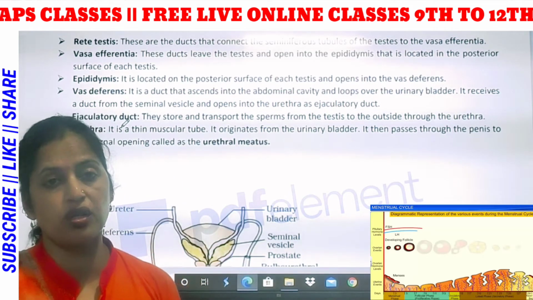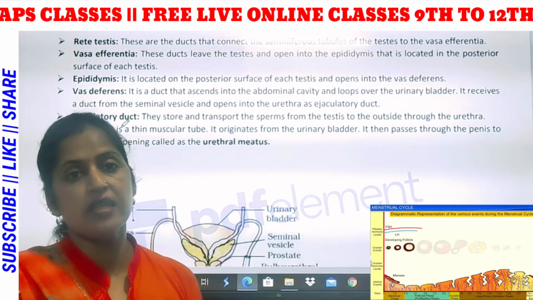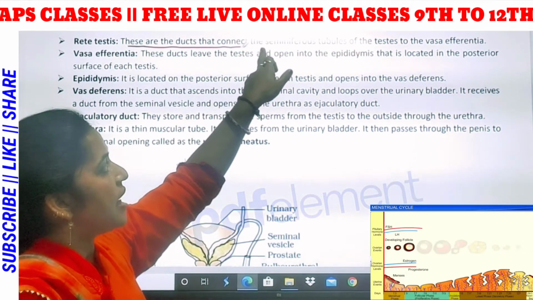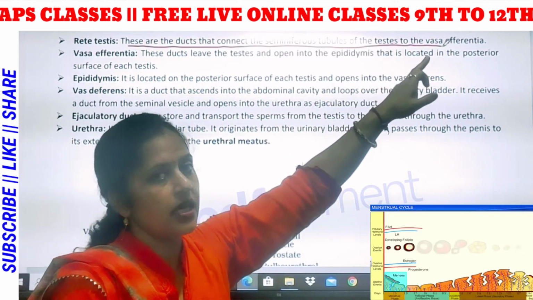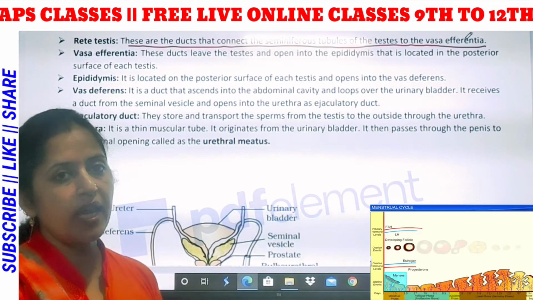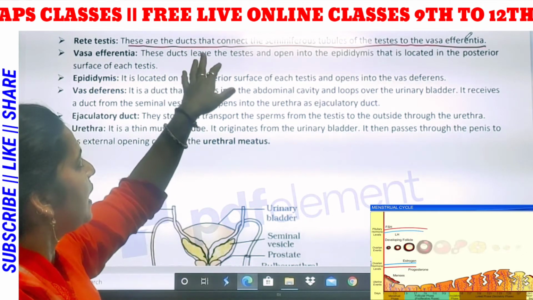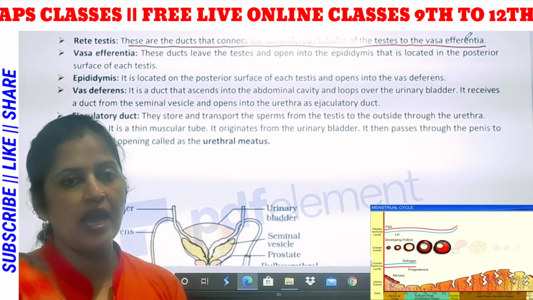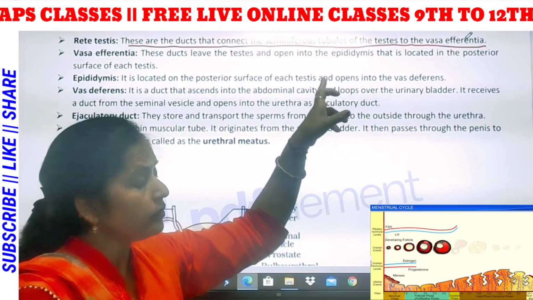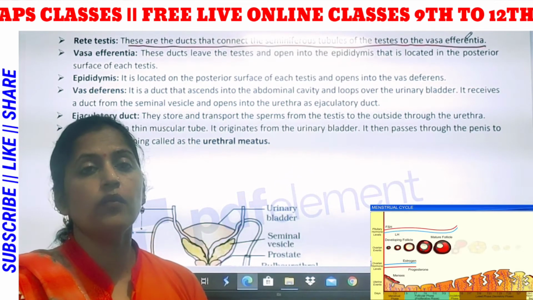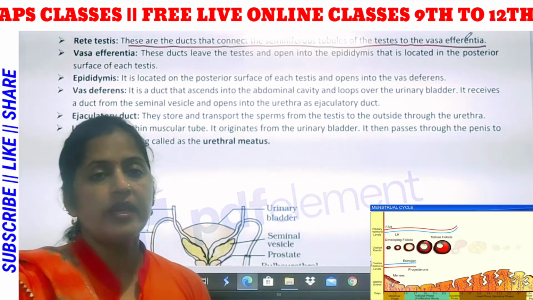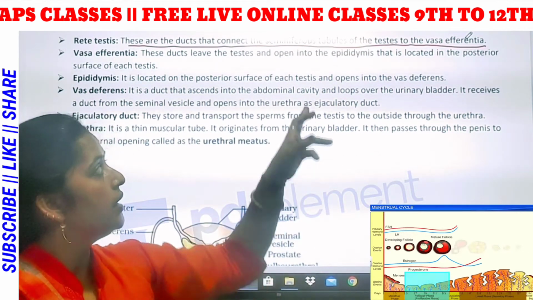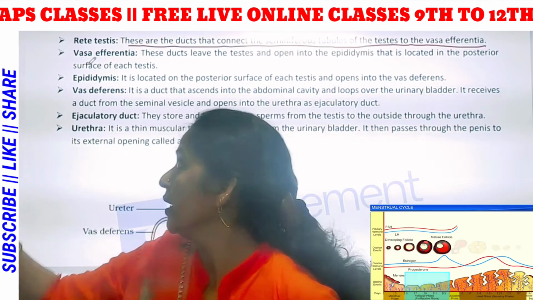Rete testis, what is the main function, what is the main work of the rete testis in the male reproductive system? Rete testis, these are the ducts that connect the seminiferous tubules of the testis to the vasa efferentia. अब जो main work है rete testis का, वो क्या है, जो rete testis होंगी वो connect करती हैं seminiferous tubules of the testis को किसके साथ, with the vasa efferentia. That means the rete testis connect the seminiferous tubules of the testis to the vasa efferentia.